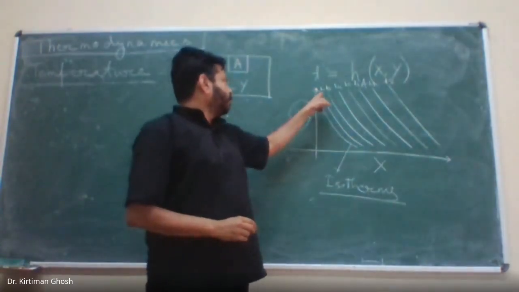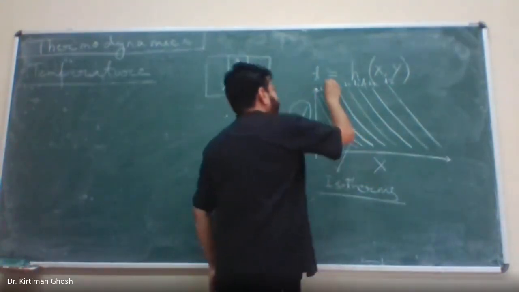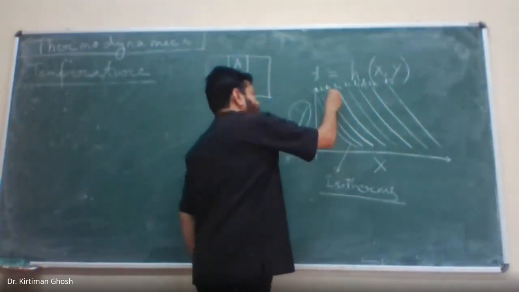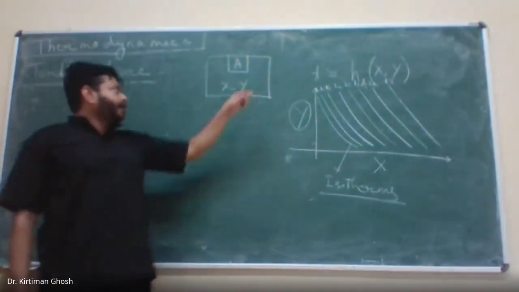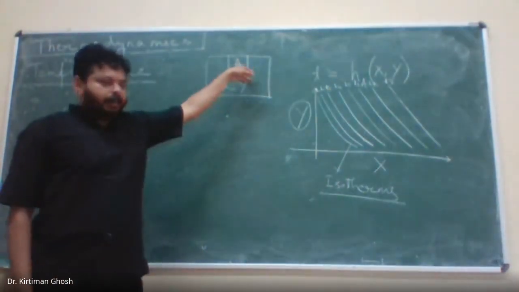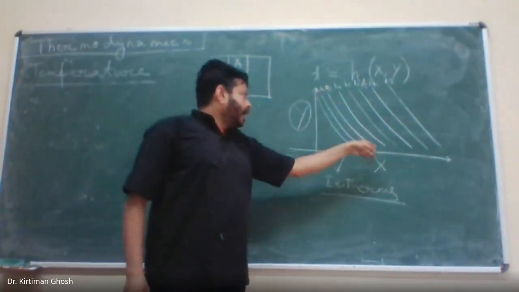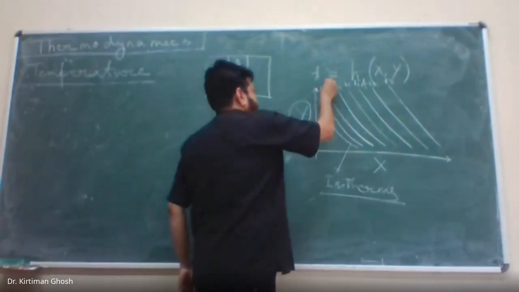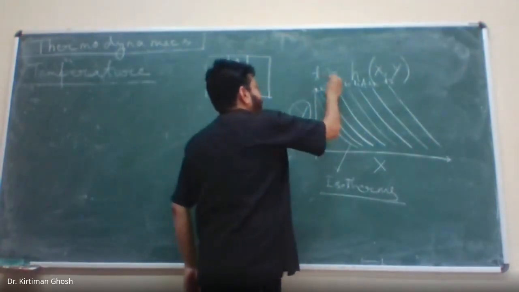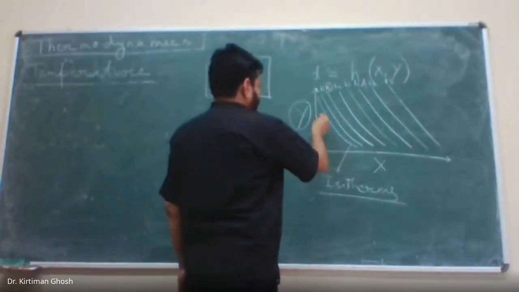For example, if I take this particular line with temperature T3, each point on this line specifies a particular state for the system A. And all these states on this line are in thermal equilibrium because they are characterized by this common value of temperature T3.